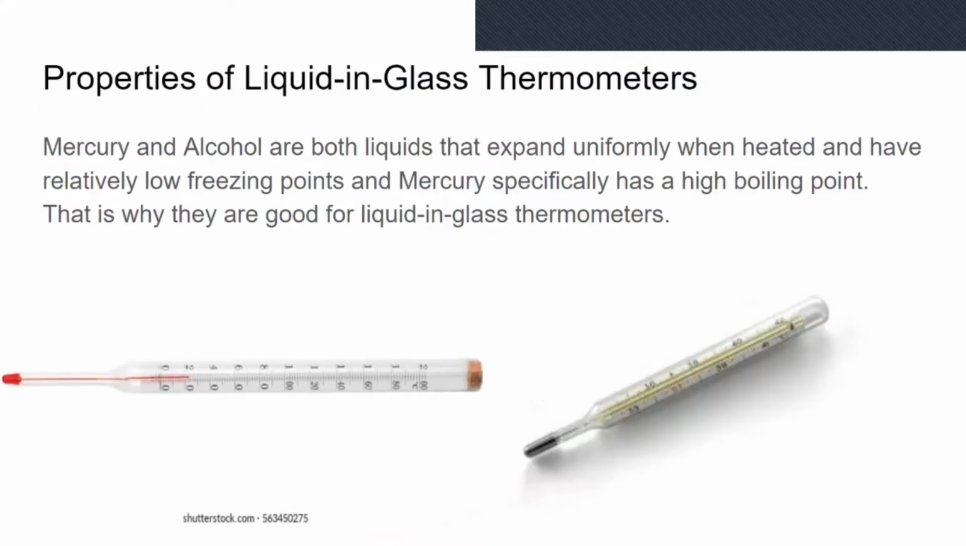Properties of liquid in glass thermometers. Mercury and alcohol are both liquids that expand uniformly when heated and have relatively low freezing points. And mercury specifically has a high boiling point. That's why they're good for liquid in glass thermometers.